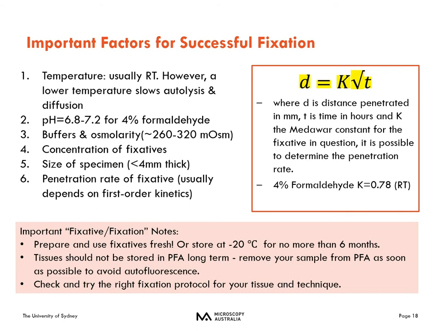There are a few important factors for successful fixation. We usually fix samples at room temperature. However, you can also try to fix samples at a lower temperature, which will slow autolysis and the diffusion of fixative as well. The pH value of the fixative is very important. To prevent extremes of acidity or basicity, fixatives are generally buffered to a pH between 6 and 8. Osmolarity and concentration of fixative must be carefully controlled, as higher concentrations can cause shrinkage of cells. You should keep the size of the sample smaller than 4 mm thick, or it will cause insufficient fixation in the center of the sample.